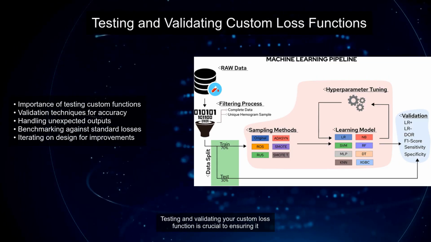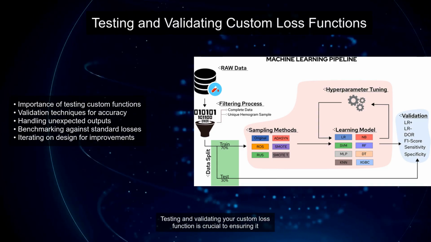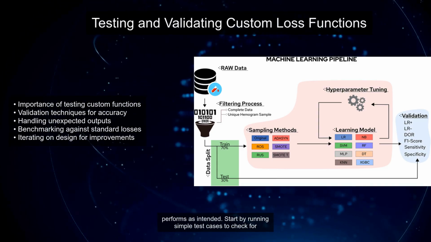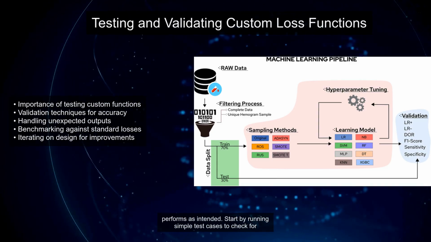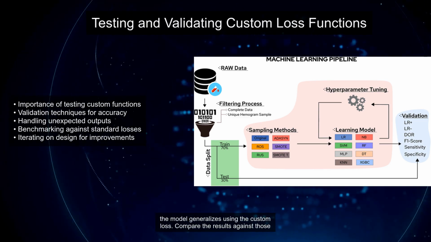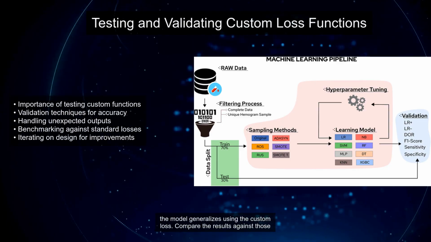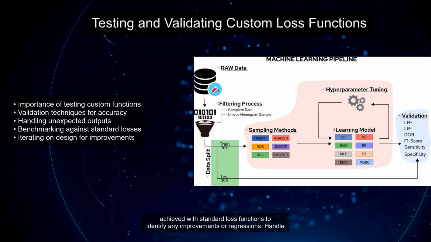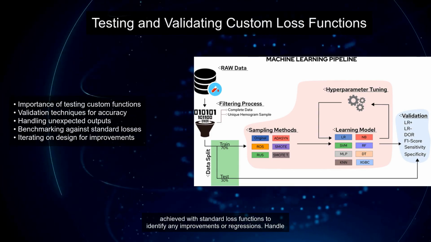Testing and validating your custom loss function is crucial to ensuring it performs as intended. Start by running simple test cases to check for errors in the loss computation. Use validation datasets to assess how well the model generalizes using the custom loss. Compare the results against those achieved with standard loss functions to identify any improvements or regressions.